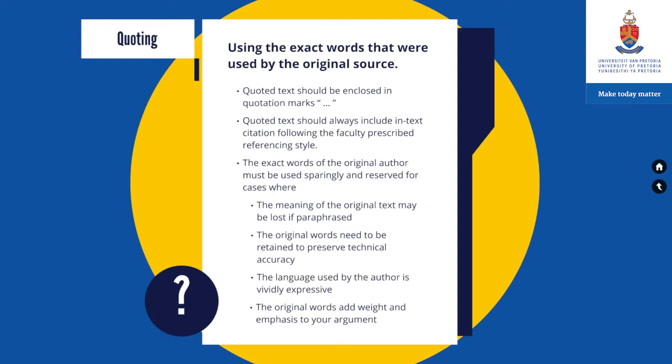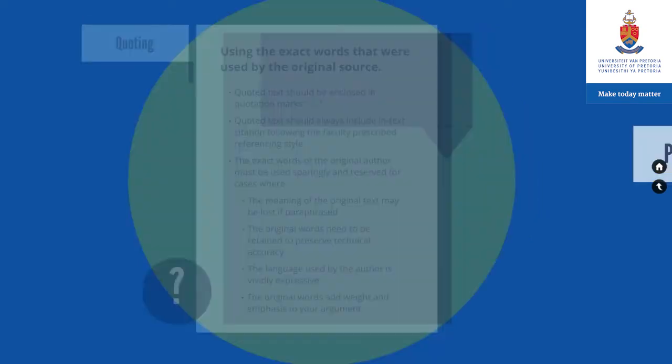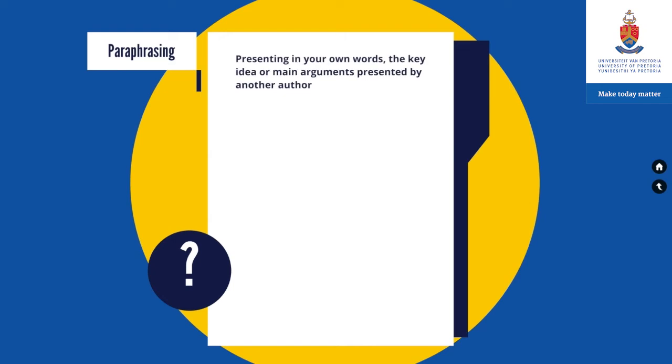If these are not your reasons for using direct quotations and you can't find any other compelling reasons for using the exact words of the original author, then I will advise you to rather paraphrase a text. Indirect quotation refers to citing someone else's work using your own words. This is achieved through paraphrasing and summarizing text, as explained next.